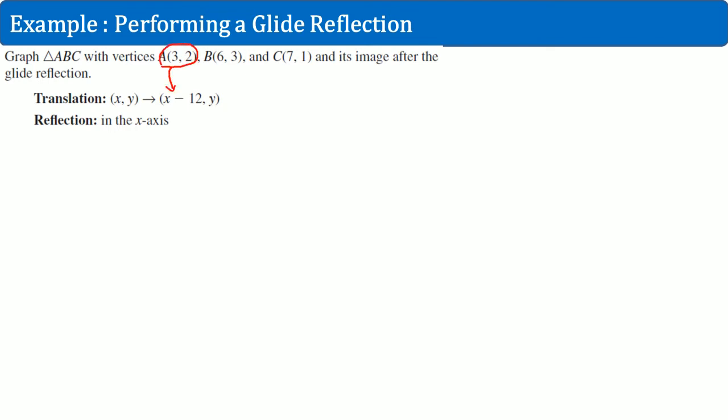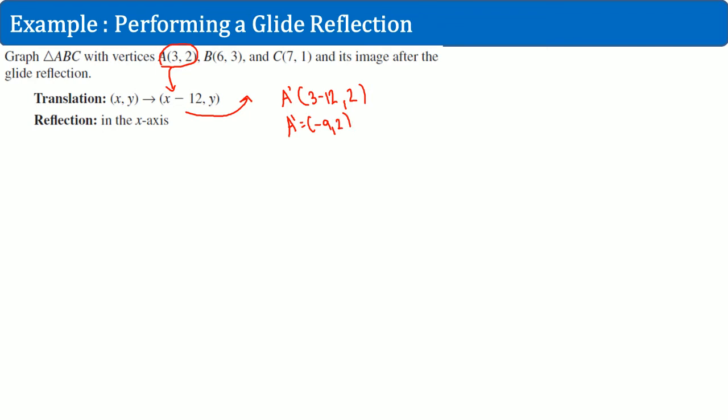What do we get here? So A prime: it says 3 is going to be minus 12. What is 3 minus 12? And what happens to the y? Y stays the same at 2. Do you see it's just y? So A prime would be, what's 3 minus 12? That should be negative 9. And nothing happens to the 2.